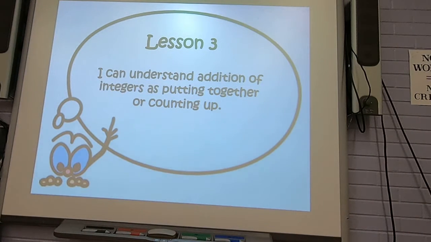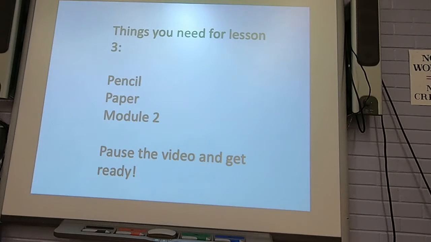We are starting on Lesson 3, Module 2. Today, to do this lesson, you need your pencil, paper, and Module 2. If you don't have those items, hit pause and go ahead and get those.